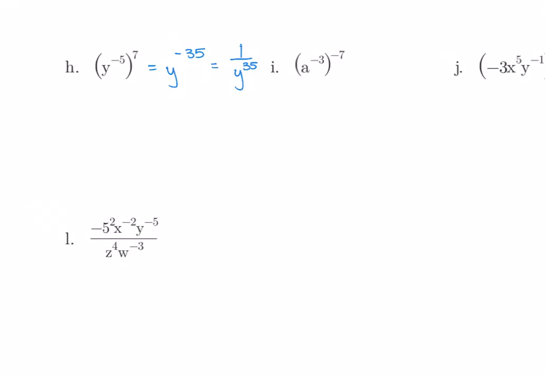Another thing that you can do on this problem is you can go ahead and move y to the -5 to the bottom to begin with. And if we raise it to the 7th power, again we get the same thing. 1 to the 7th is 1. And if we multiply our exponents, we get y to the 35.